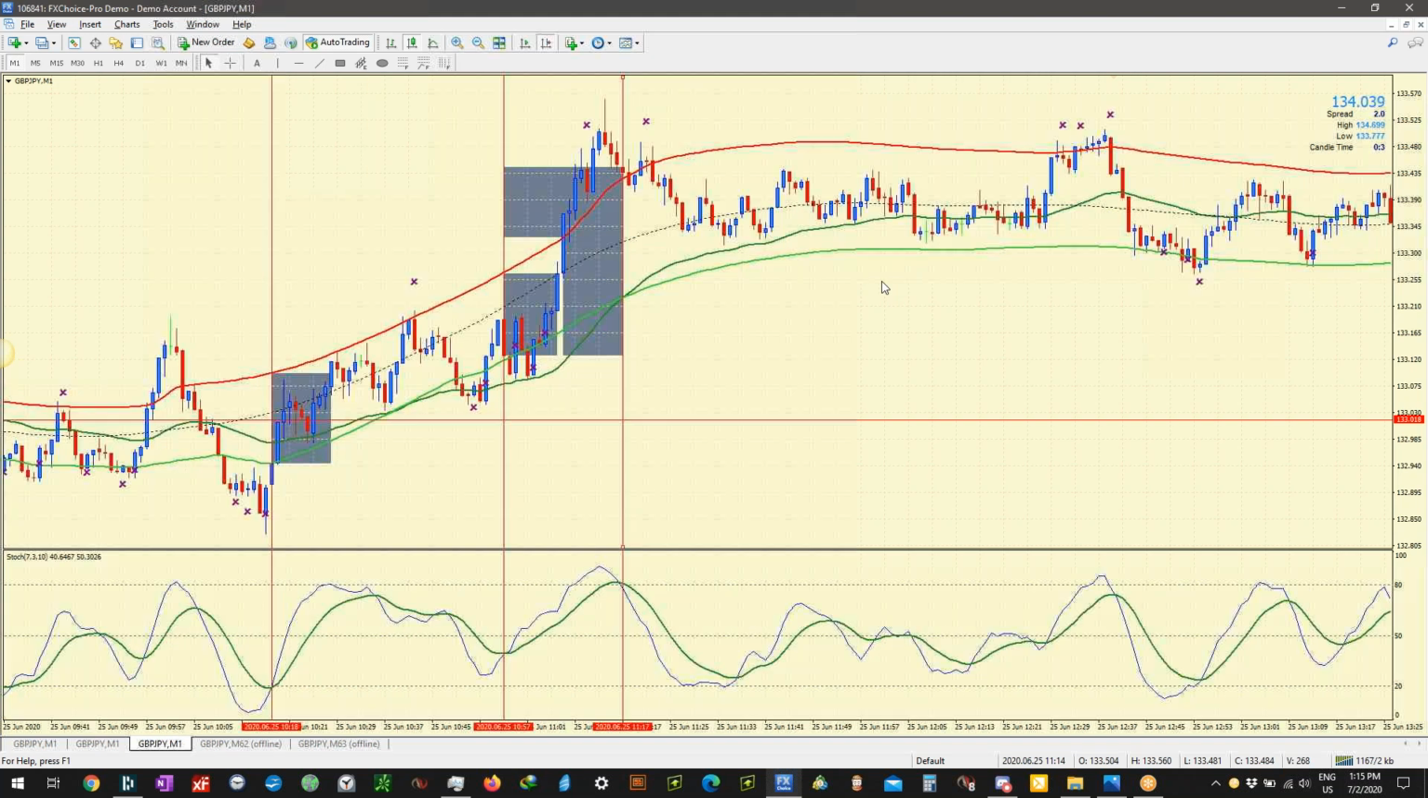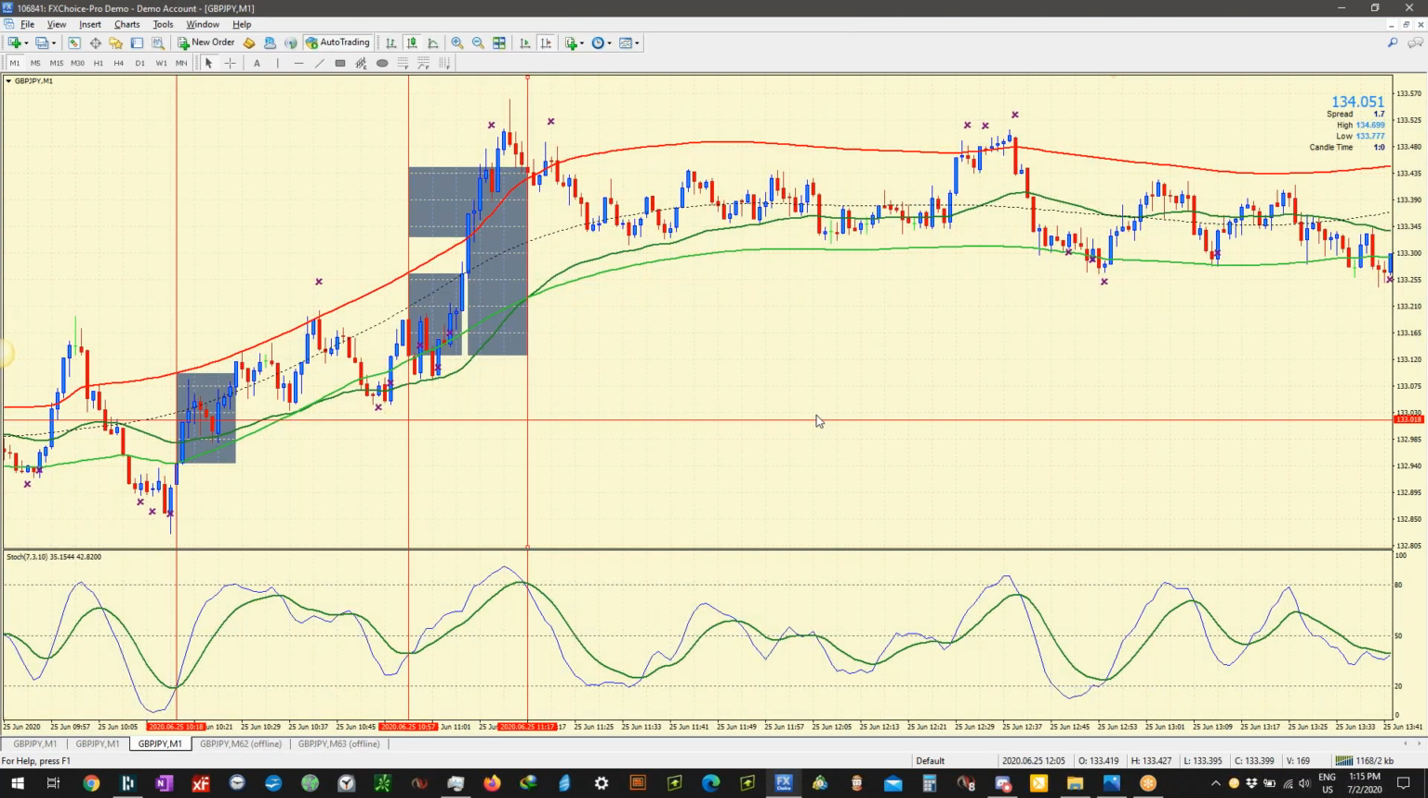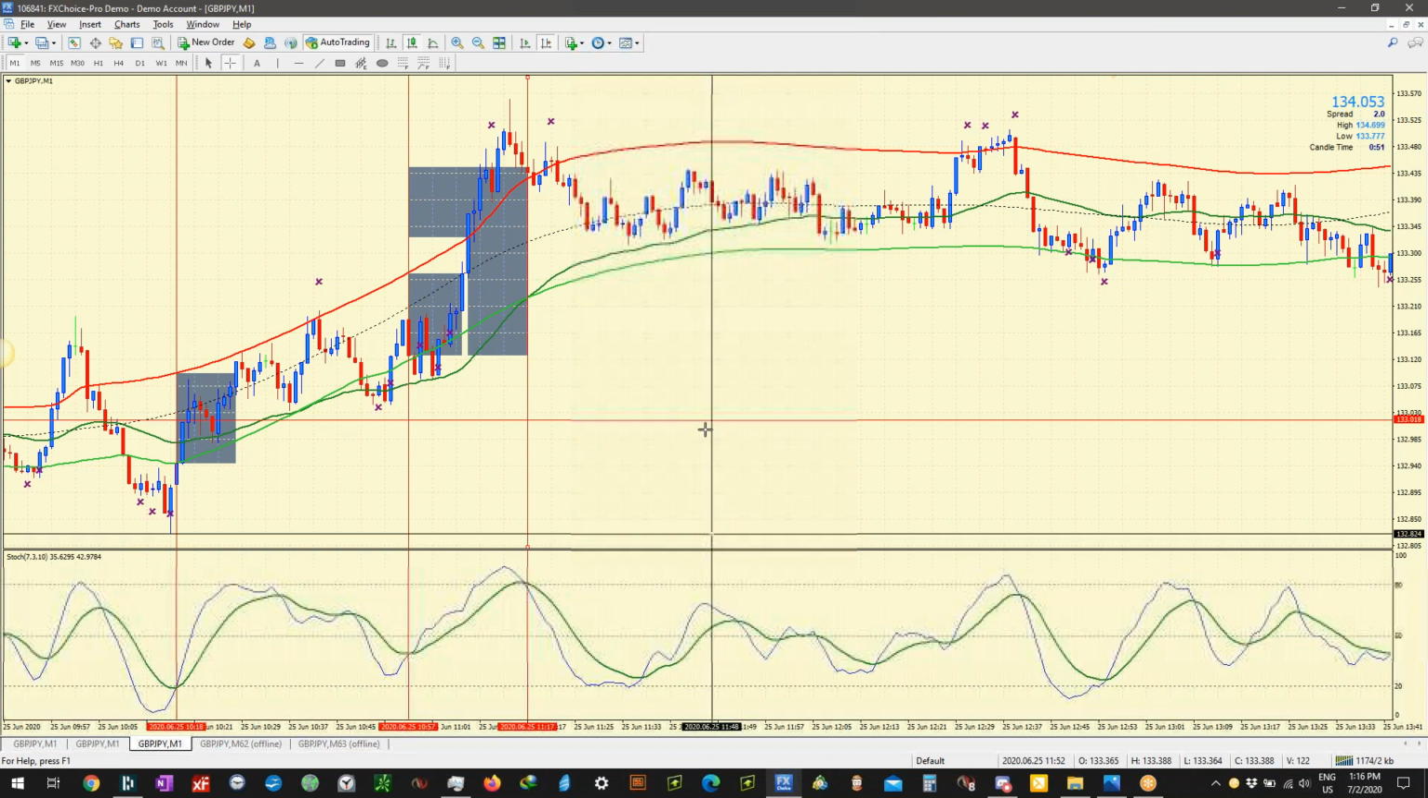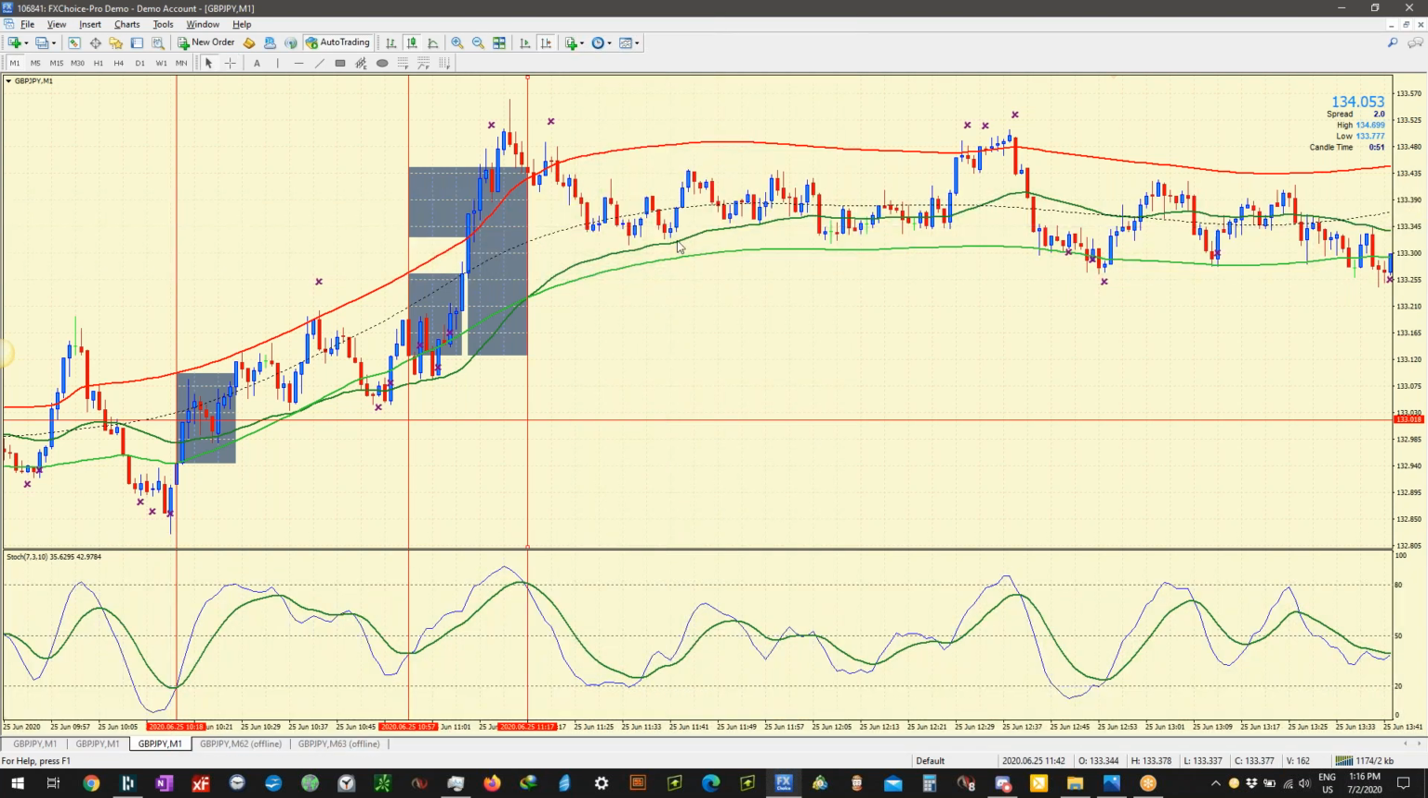Okay, so I'm going to go again for the next setup. I don't have a setup here because what I'm looking for, Kojo, is the price to be piercing this band. And also I'm looking for a cross. So even though I have a cross here to the upside, and the price is above, I don't have the price up here at the band. So this is not a trade.